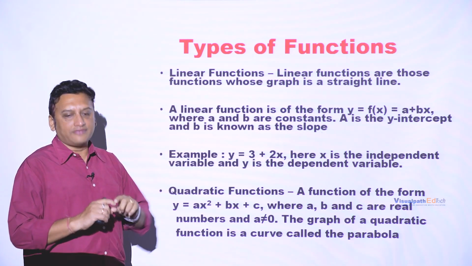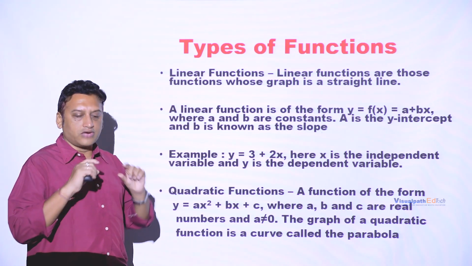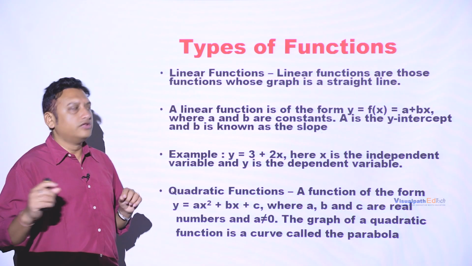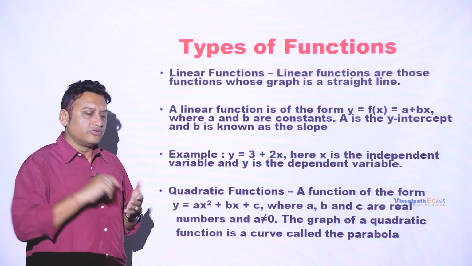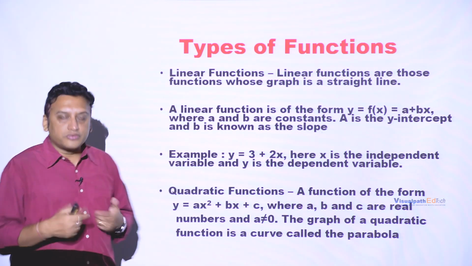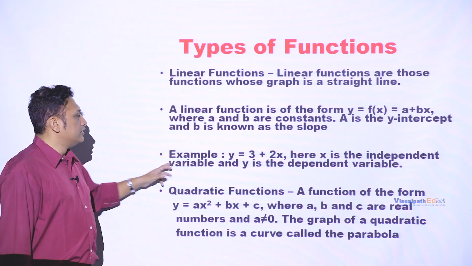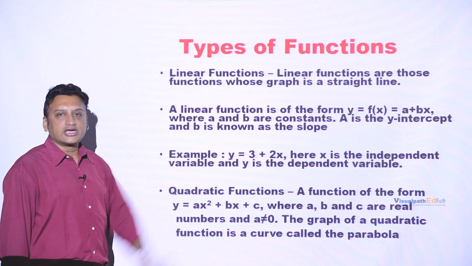So, if we have our linear polynomial in the form of y is equal to a plus bx, y will be the y intercept from the graph once we plot this in the graph paper, and b will be the slope of the line. Okay. So, here is an example. Suppose you have y is equal to 3 plus 2x.